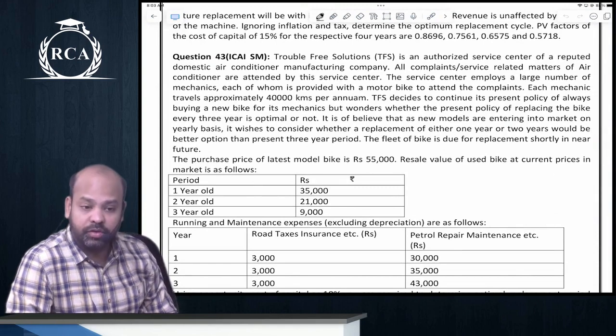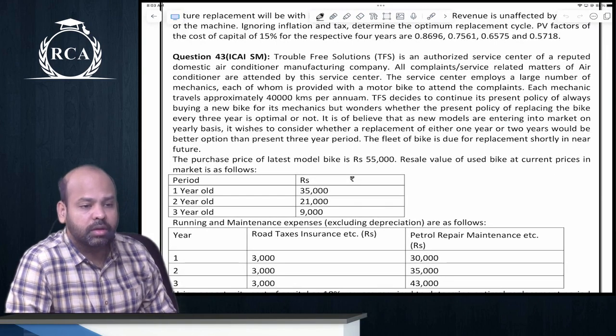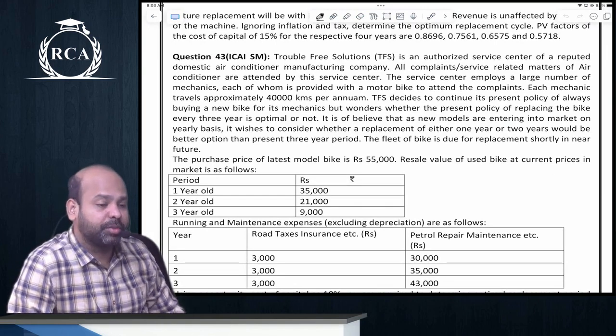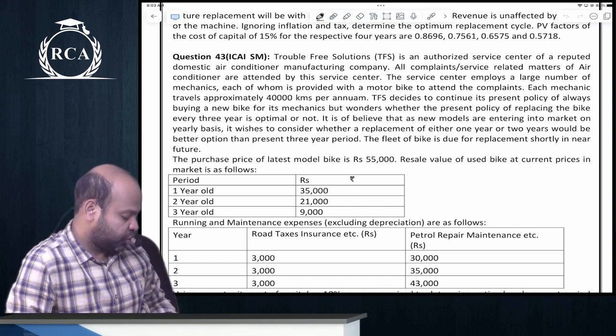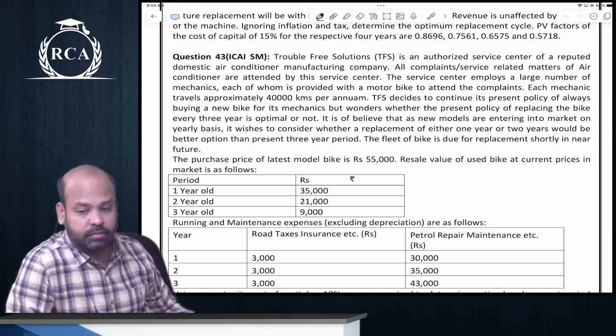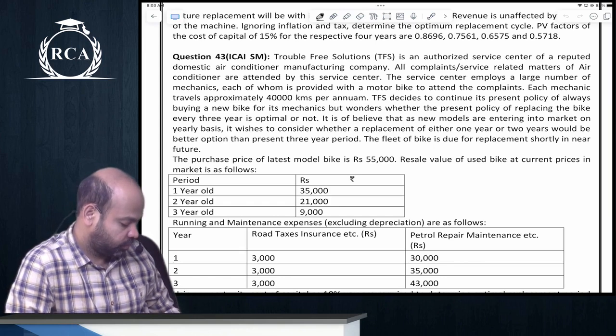ट्रबल फ्री सोल्यूशन. सबका हो गया ना पिछला वाला क्वेश्चन? Is anyone still doing it? You wrote the conclusion. No, machine should be replaced every 3 years. Next, beta.